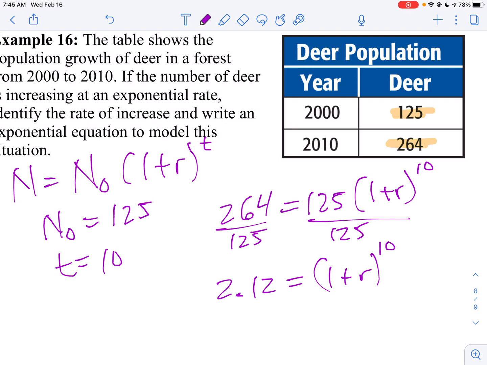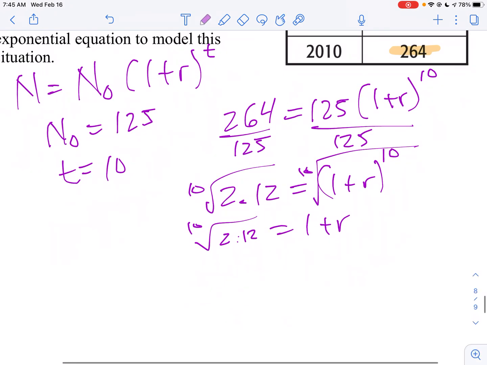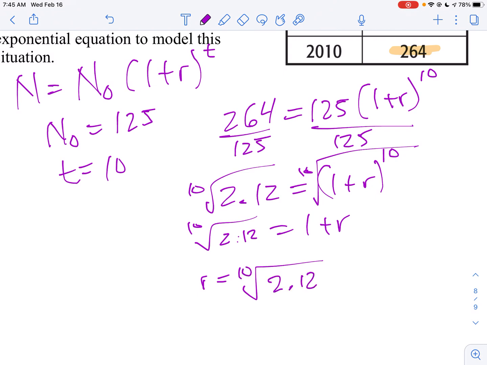So what do I need to do to solve for r? Well, I'm going to take the 10th root of both sides. So the 10th root of 2.12 is going to equal 1 plus r, or r is the 10th root of 2.12 minus 1. And so now we're going to find our growth rate.